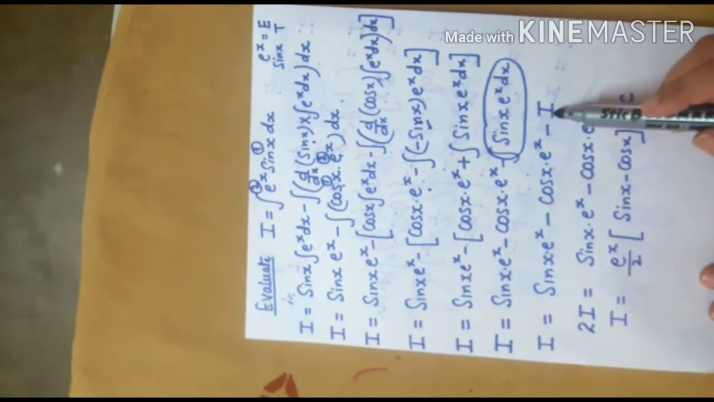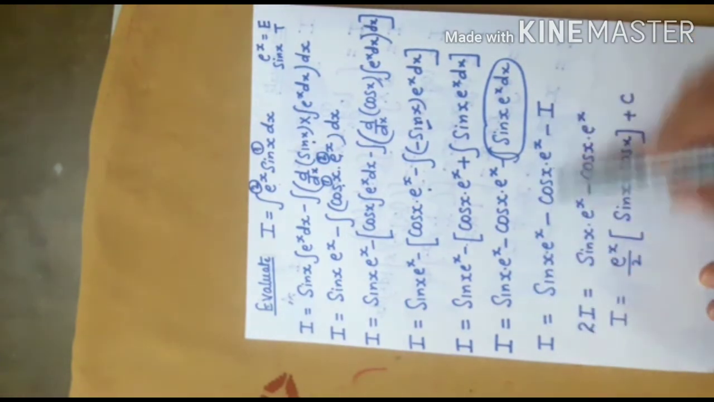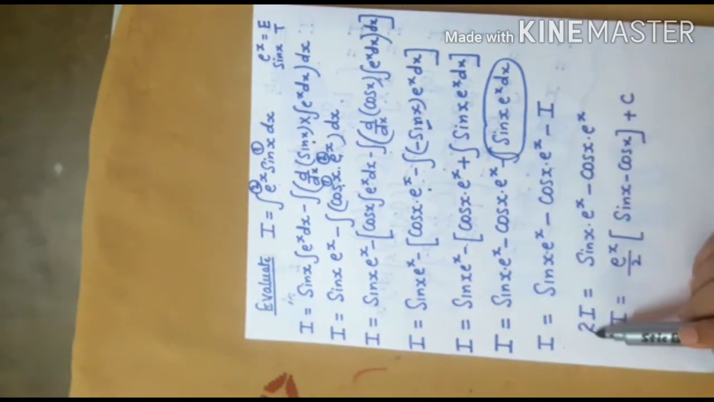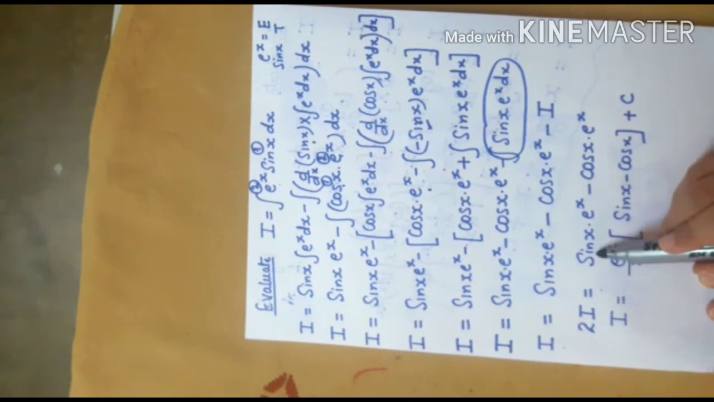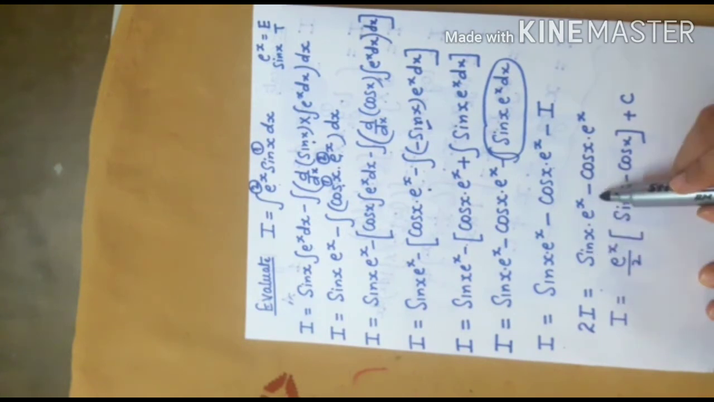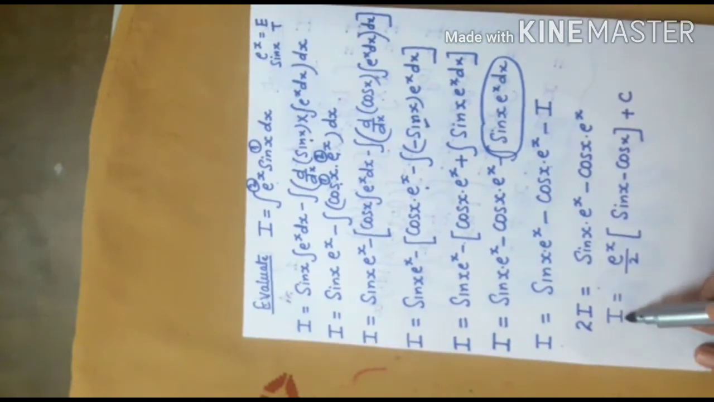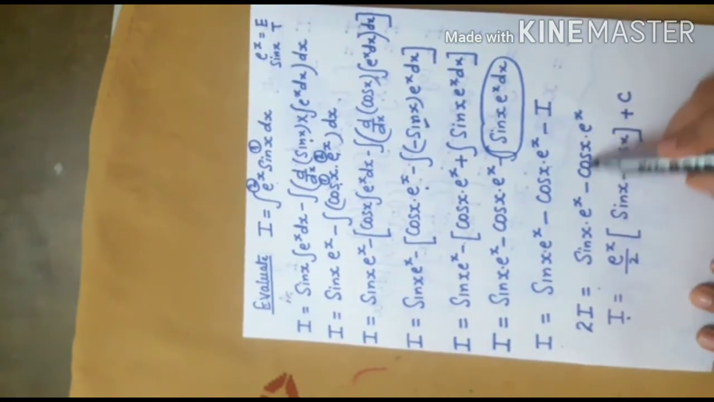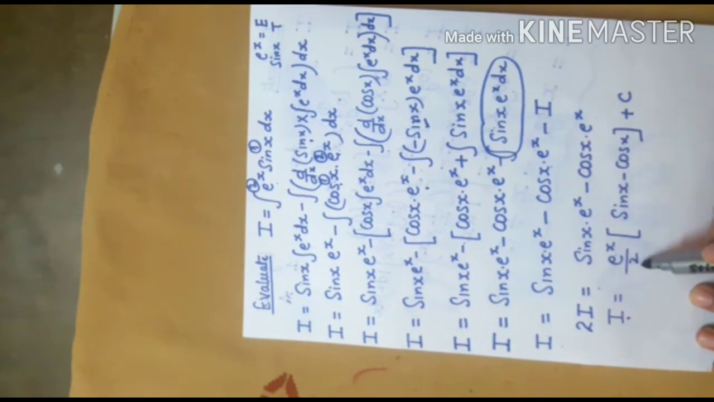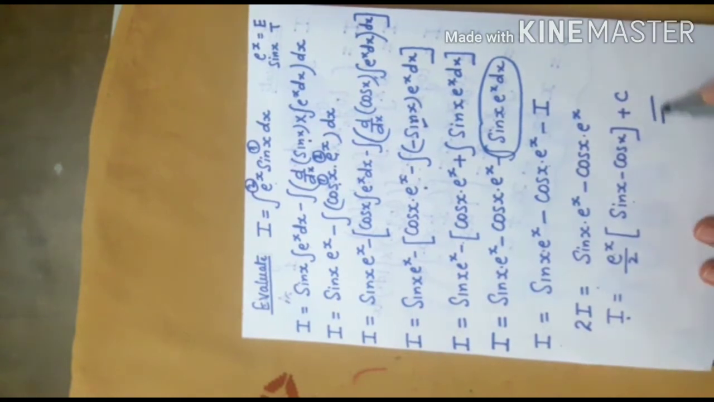So I'll transpose this to the other side. So here I'll get I plus I, that is 2I, equals sin x into e to the power x minus cos x into e to the power x. So from here, value of I is, take the common factor e to the power x outside. So I'll get e to the power x over 2 into sin x minus cos x plus c.